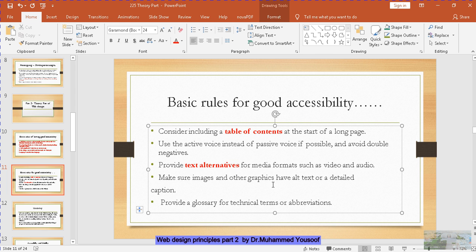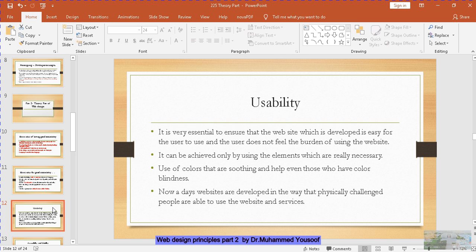This is very important. You have a detailed caption, and you should provide a glossary of technical terms and abbreviations. Whenever you are designing a web page, use a glossary. You know what a glossary is? It is like a dictionary. If they are not able to understand a particular jargon, they will click on it and try to understand it in a better way. This is very, very important. I hope it's clear until now.